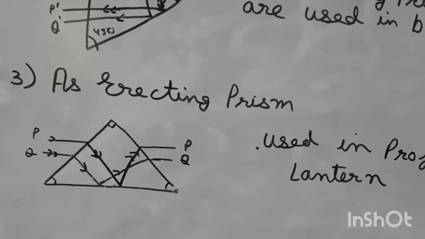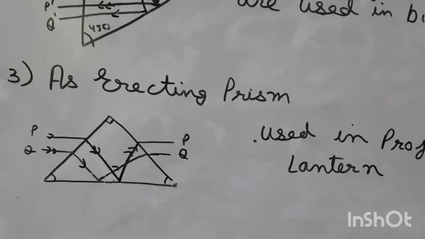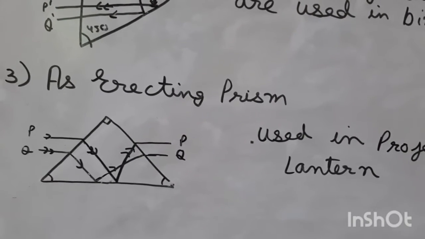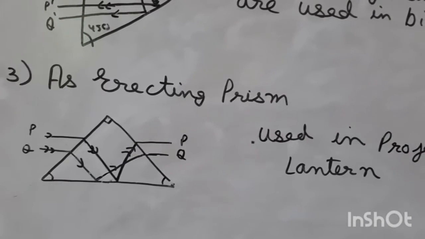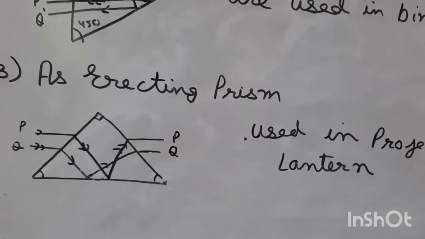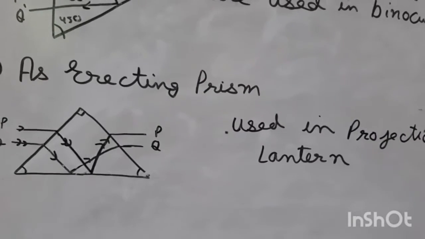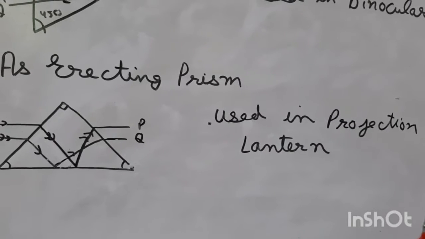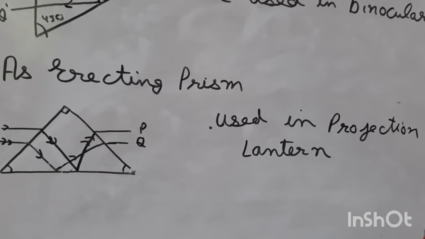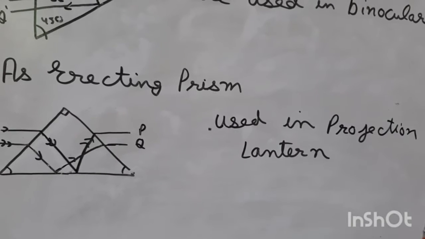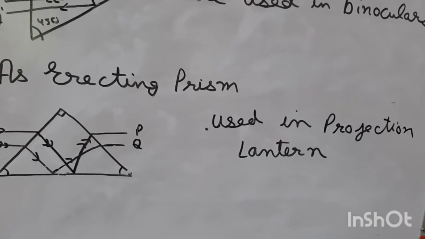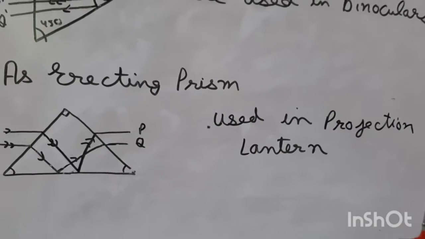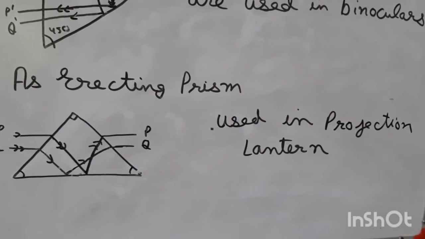when the ray comes out of the prism it will again face refraction. So here we are using the concept of refraction as well as internal reflection. These types of prism are used in projection lanterns, in which we have to project the image of an object on a bigger screen, and in that case we don't need a reversed image, we need the image as it is. So these are used in projection lanterns.